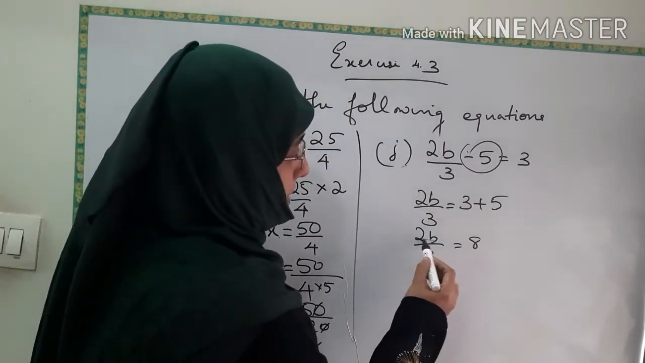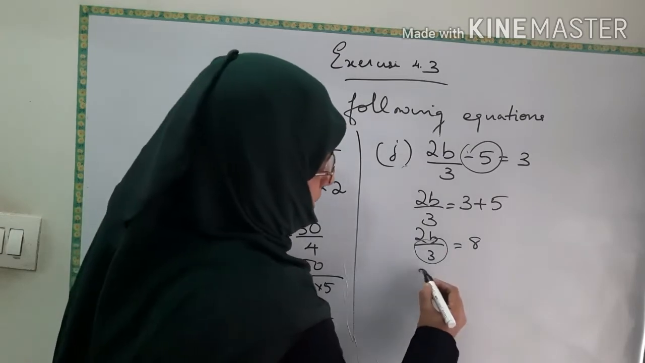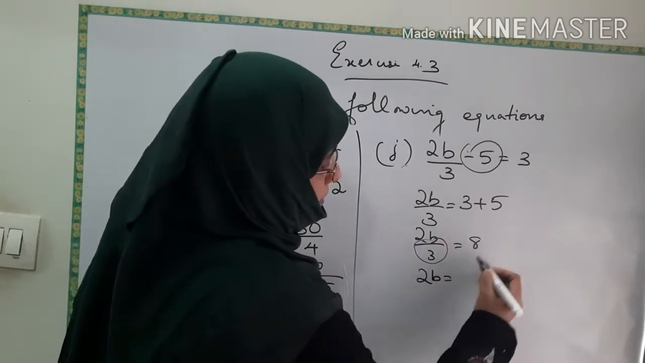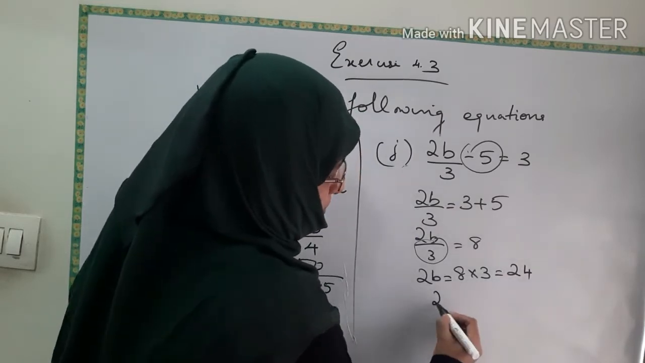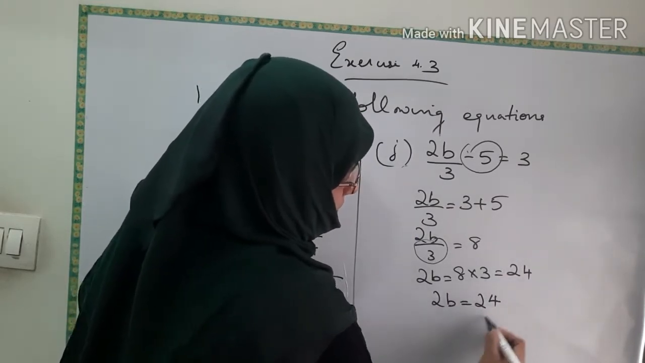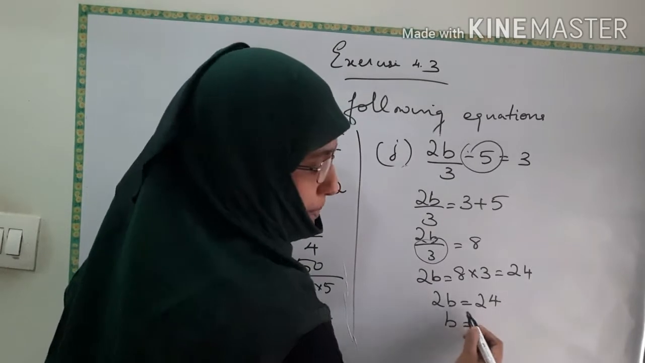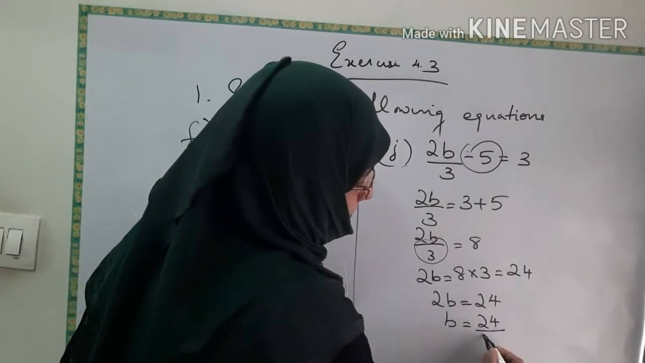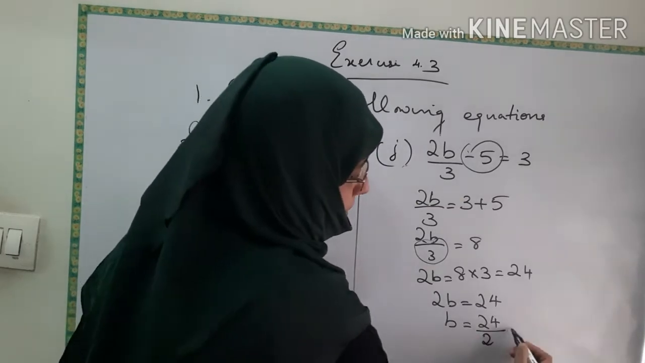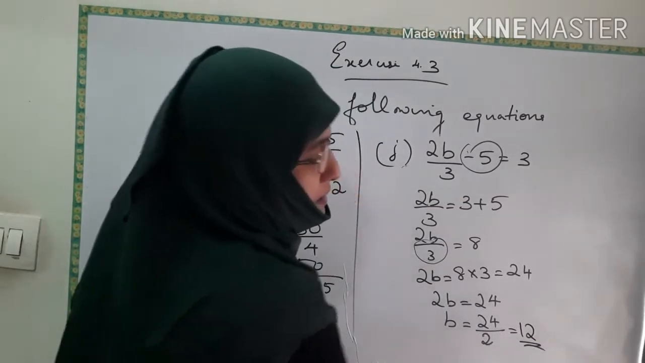Then what next? You can take this by 3 to the other side. So it becomes 2b equal to, division, when you go it becomes multiplication, 8 into 3, that is 24. 2b equal to 24. Then what is b? 2 into b. Here it is multiplication, so it becomes division. So 24 by 2, it is 12.